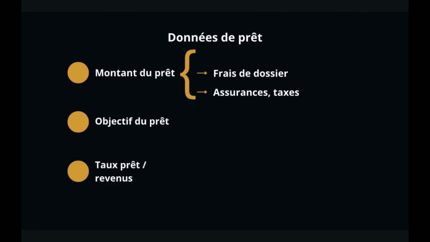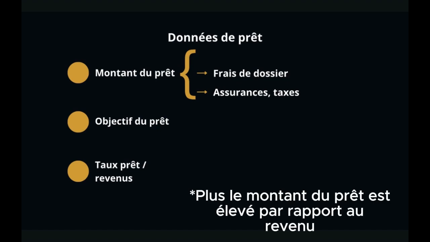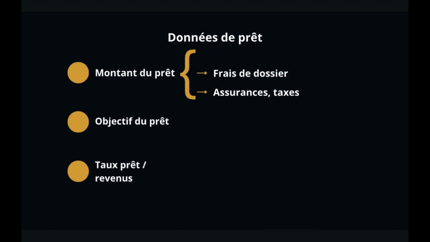Finally, there is the loan data, or more specifically, the data related to the requested loan. For this data, we have the loan amount, the purpose of the loan, and the loan to income ratio. Speaking of the loan amount, the higher it is, the greater the risk. Well, that's pretty logical after all.